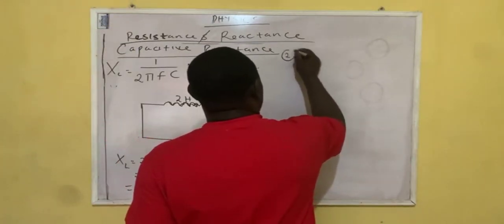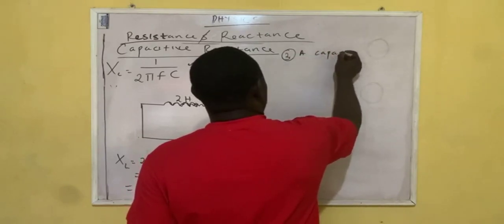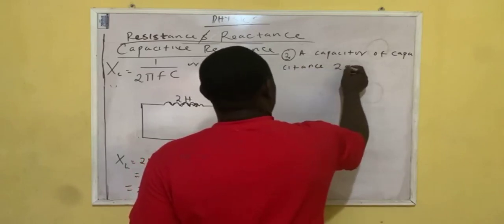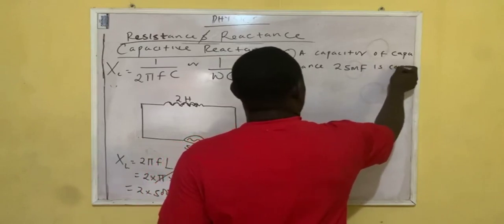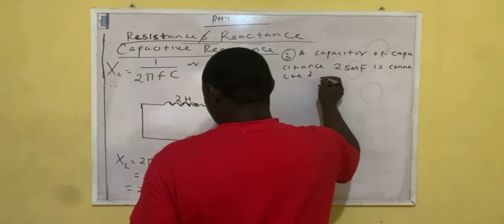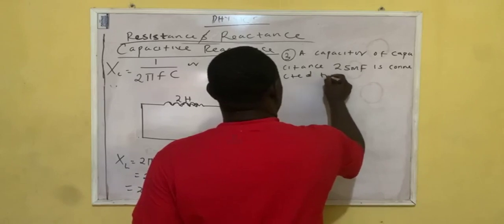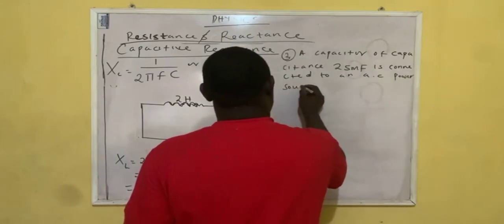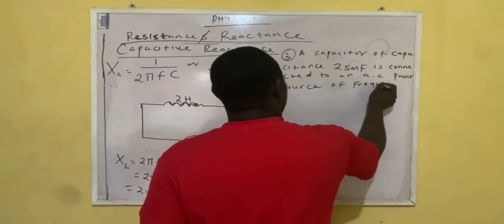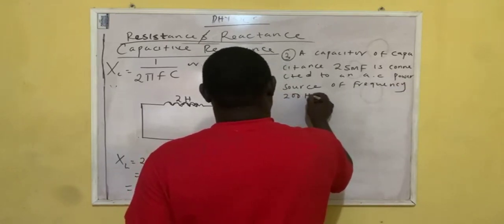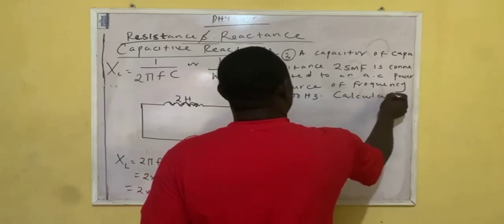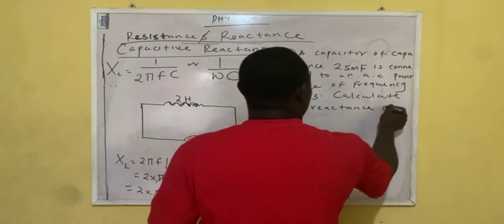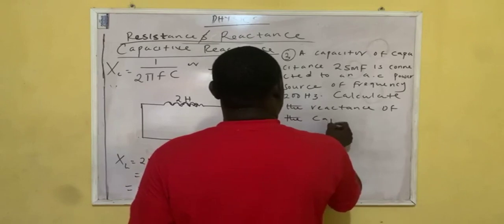Okay, so question number 2 or maybe number 3 says: a capacitor of capacitance 25 millifarad is connected to an AC power source of frequency 200 Hz. Calculate the reactance of the capacitor.